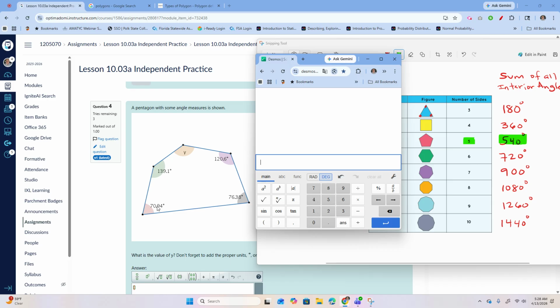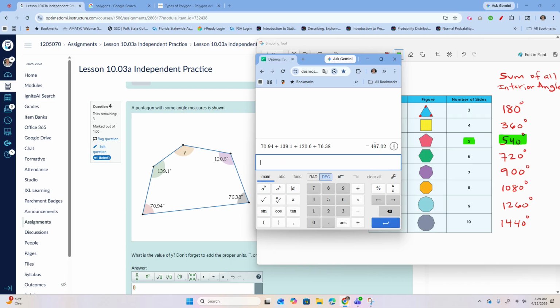I'm going to add the angles that I have. So I have, let me start with this corner, 70.94 plus, let me go with this corner, 139.1 plus, let me go to this corner, 120.6 plus, let me go to the last corner, 76.38. So if you notice, I added all 4 angles out of the 5. I know 4, I add them, and look what I got.